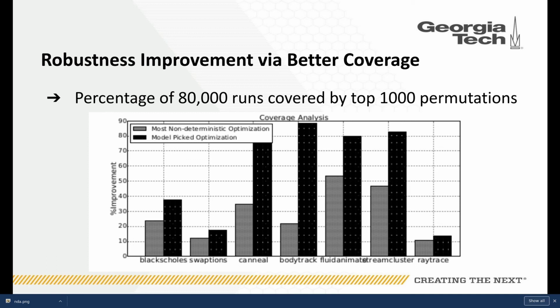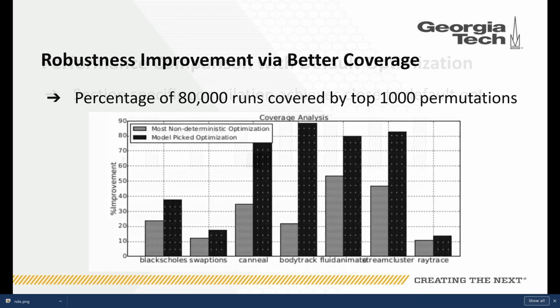Higher coverage implies repeated runs will exhibit the top tested permutations, which is a way to describe the robustness of the released program against erratic behavior. We compared the coverage for the actual most non-deterministic optimization with the coverage of the optimization chosen by the model as least non-deterministic. As shown in the figure, the coverage is improved in all the benchmarks, the highest improvement being 66.48% in bodytrack.